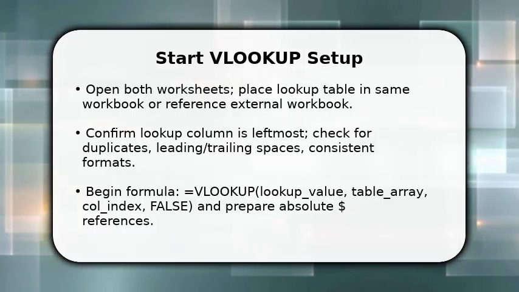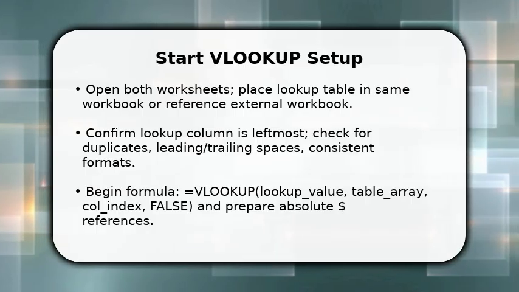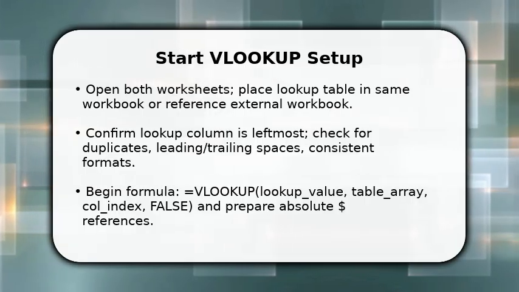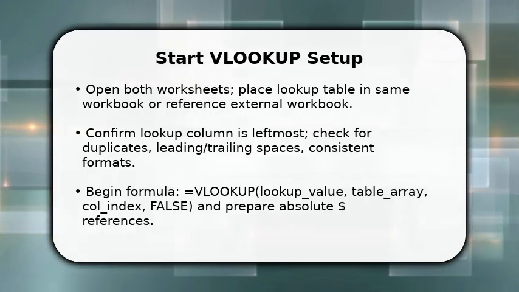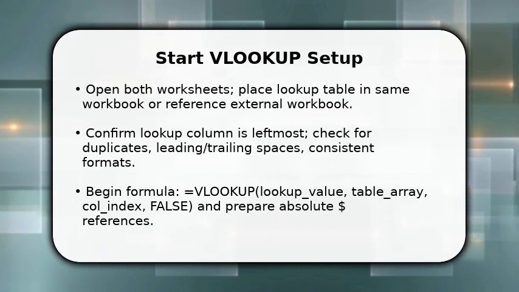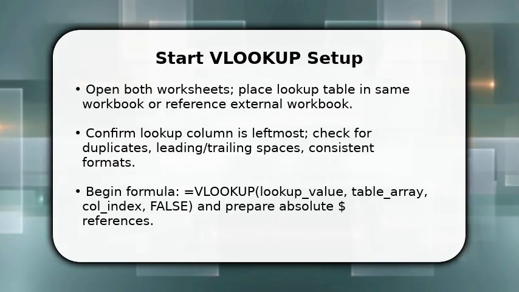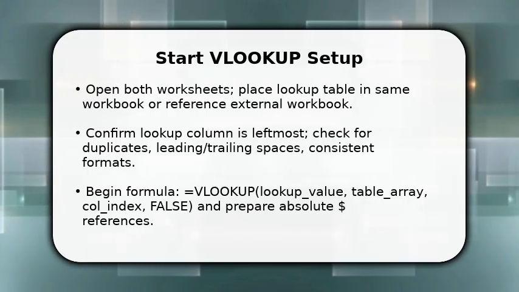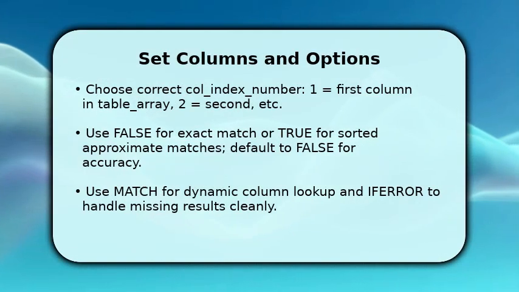Point to the cell holding the key. Then select the table range and convert to $ absolute references, so the range stays fixed when you copy the formula. You now specify how VLOOKUP will return data. Set the column index number to point at the target column inside the selected table.